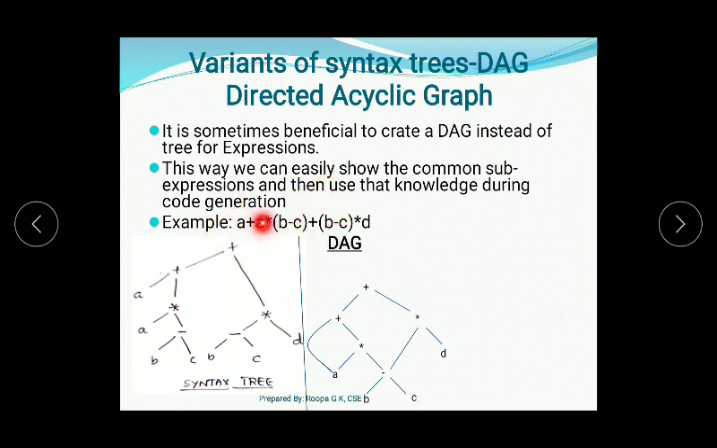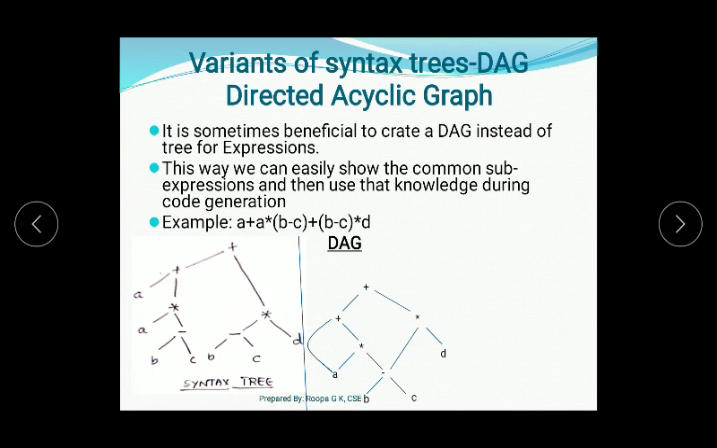So I took plus. For this plus, one operand is the other plus, that is a plus a star (b minus c). That is one operand. The other operand is (b minus c) star d, that is this star. So this completes my syntax tree.